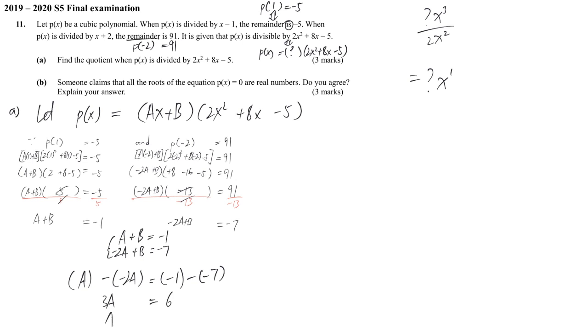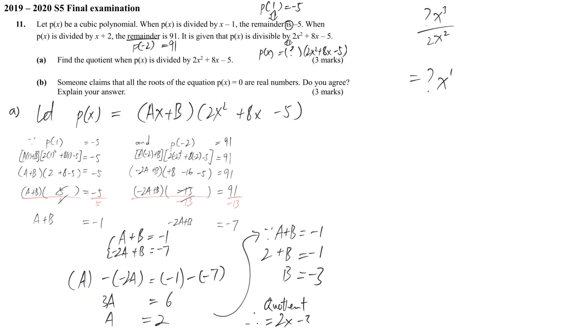3a is equal to 6, a is equal to 2. Since a plus b is equal to negative 1 from the first equation, we get b is equal to negative 3. So therefore, we can draw the final conclusion. The quotient, which means ax plus b, is equal to 2x minus 3. A is 2 while the constant is negative 3. We finish part A.